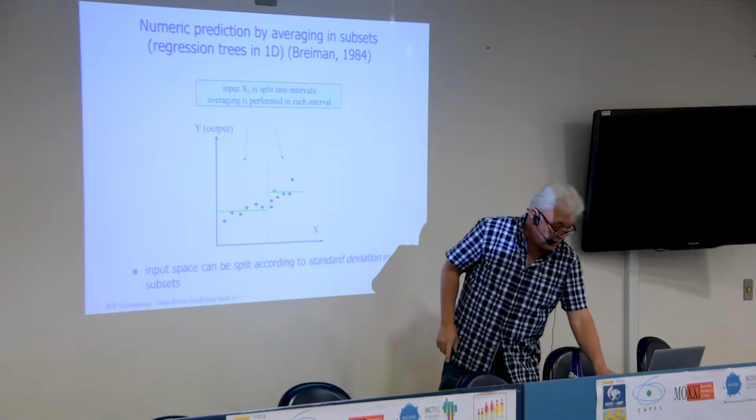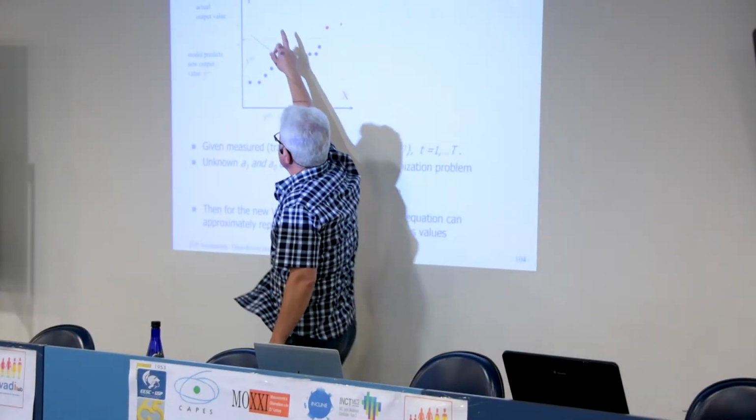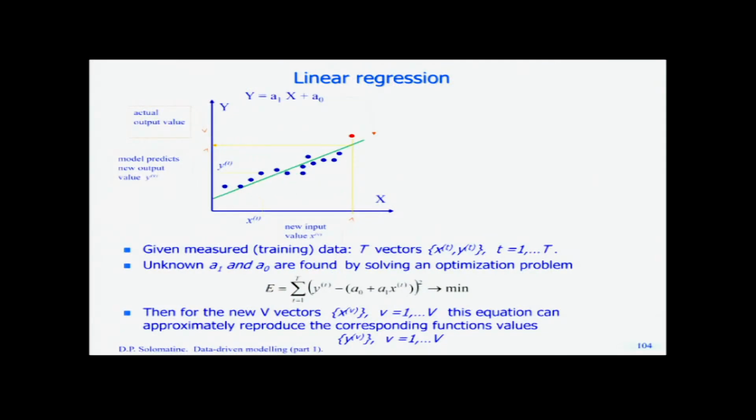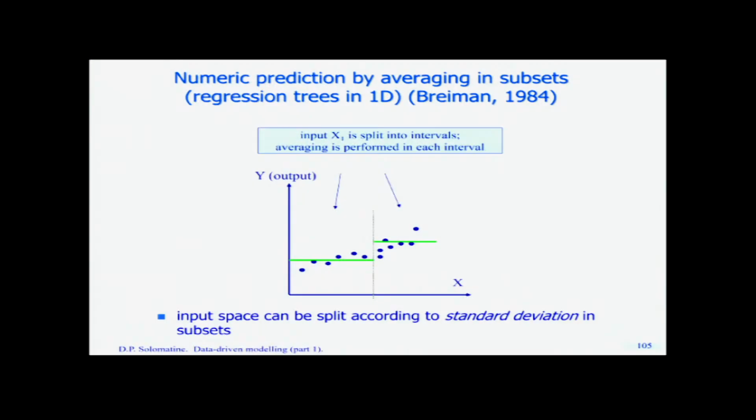Zero-order regression means that this coefficient A0 is 0. So in fact, it says y is equal to a constant, A0. It's called zero-order regression. This is first-order regression, first order because x is to the power 1. Okay? So Breiman strangely suggested to use zero-order regression.